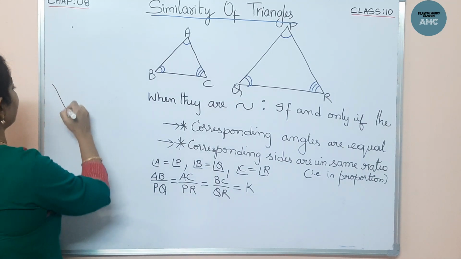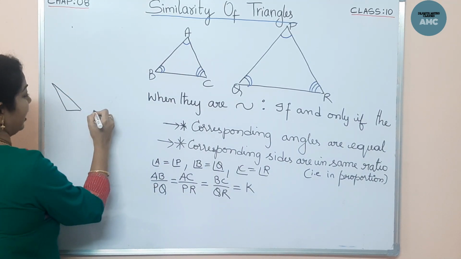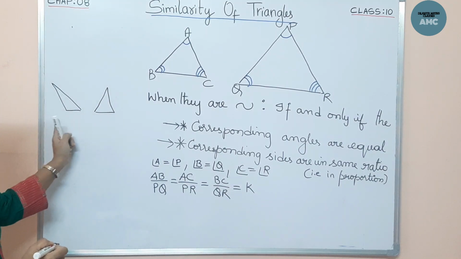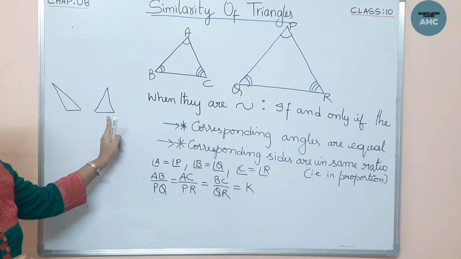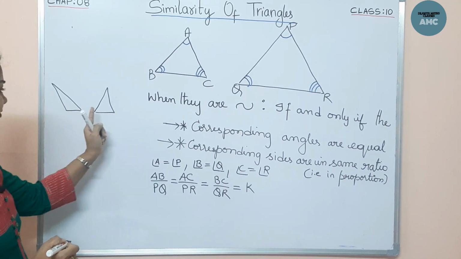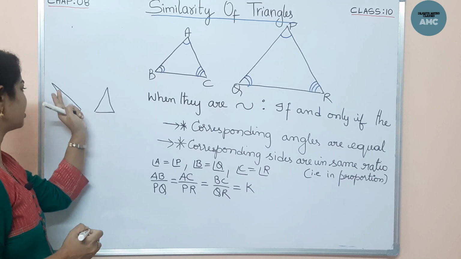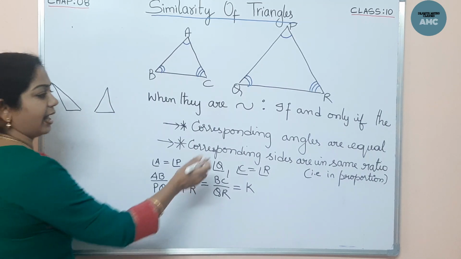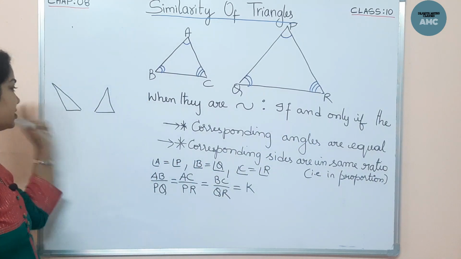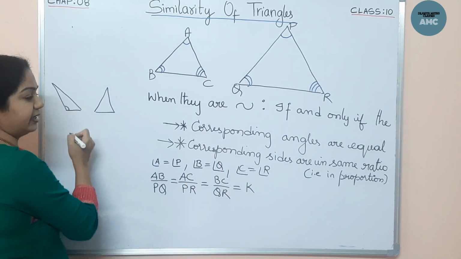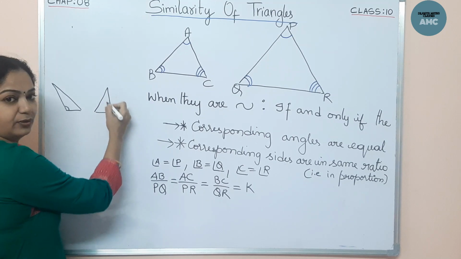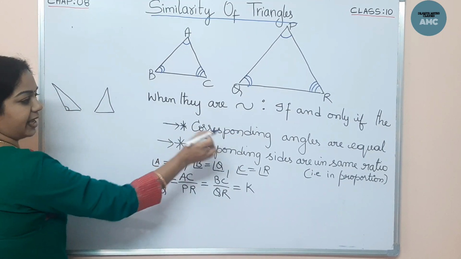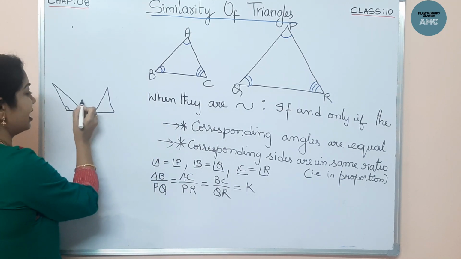Now, if I take an obtuse angle triangle here and an acute angle triangle, are they similar? No. Can I tell that they are similar? No, because they are having different shapes. This is an obtuse angle, but the corresponding sides are not in proportion, and also angles are not equal. An obtuse angle triangle will have an angle more than 90, whereas here all the angles are below 90. So the first condition is also not satisfied. Corresponding angles are not equal. That means they are not similar.